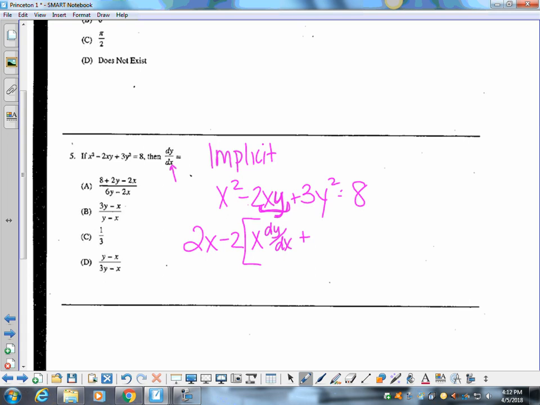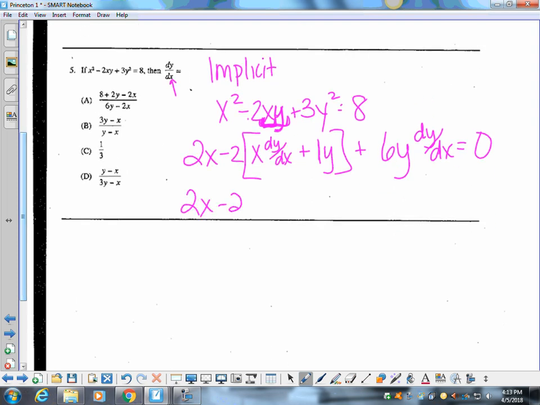Plus, and then I'm going to take the derivative of the x, which is a 1 and doesn't need a dy/dx because it's an x. And then my y, which I'm leaving. And then plus 6y, but it's a y, so then dy/dx, and the derivative of 8 is 0. Okay, so now I have to solve for dy/dx.